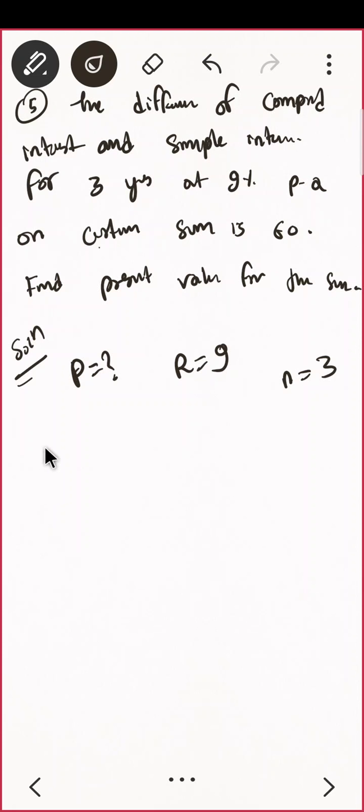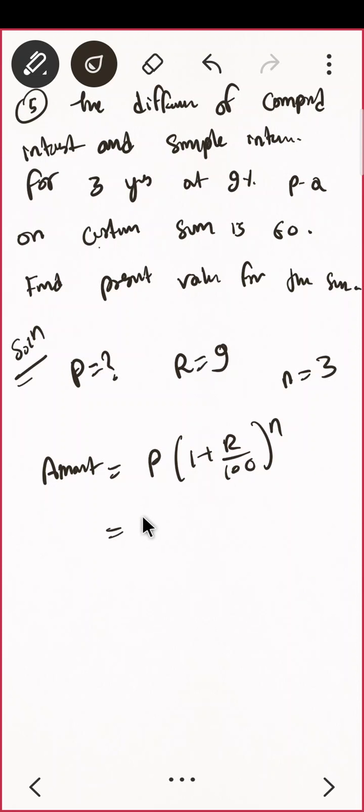For compound interest, you have to first calculate the amount. So what will be the amount? What is the formula for amount? Yes, tell me. Has the question said anything like yearly, quarterly? It hasn't, right? So it will be just P into bracket 1 plus R by 100 raised to n. So what is P? We don't know. Let us keep it as it is. This is 1 plus R upon 100, that is 9 upon 100 raised to 3.